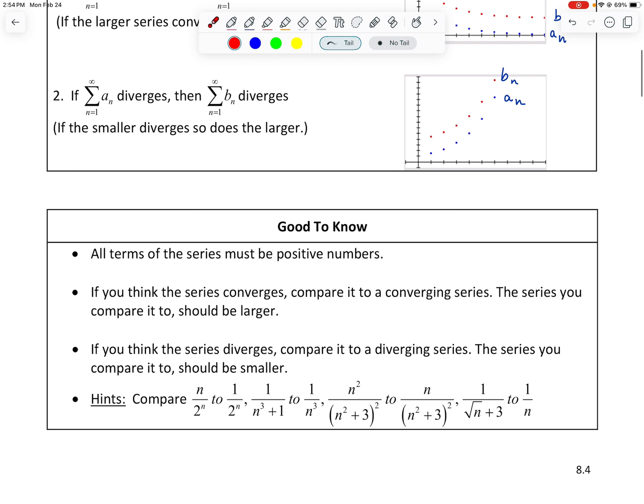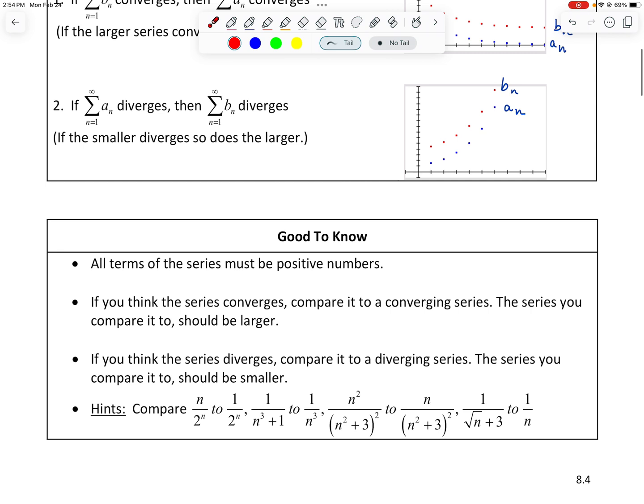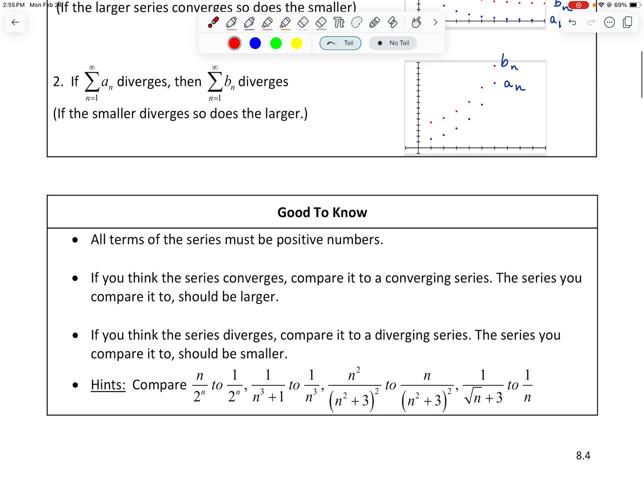So some good to know things. All terms must be positive. If you think a series converges, compare it to a converging series, and that series you compare it to should be larger. If you think a series diverges, compare it to a diverging series. The series you compare it to should be smaller. So the one that you're picking should be smaller if you think that divergence is going on, and it should be larger than the given series if you think it's going to converge.